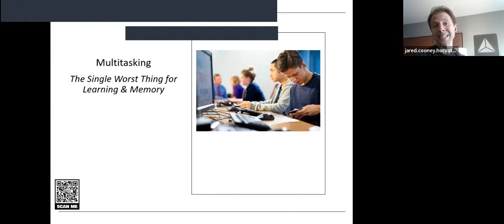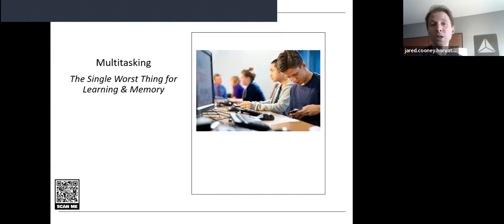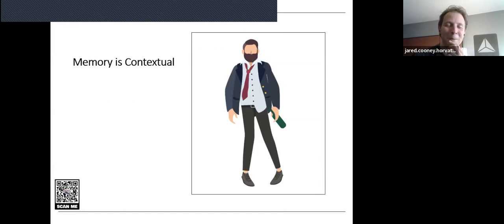We saw multitasking, the single worst thing for learning and memory. No one can do it. So how are we sequencing things in a straight manner and helping, or at least making sure students try to help themselves to not do this when they're at home? And last but not least, we saw memory is contextual. Where are we baking it in? Where are we pulling it out?